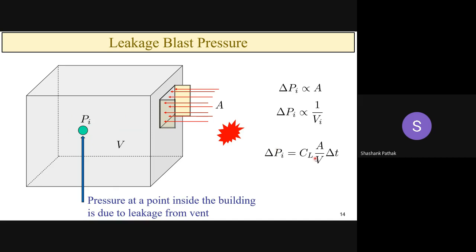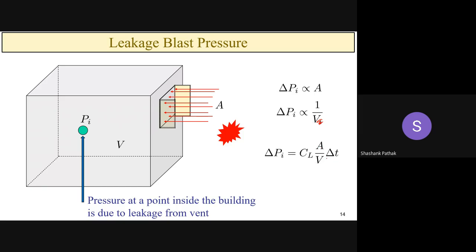Now this delta PI can be related. So A upon V, it is the same as A upon VI, where VI is basically the internal volume. I have missed the, let me correct here. So here it should not be I. So 1 upon V. So A upon V.